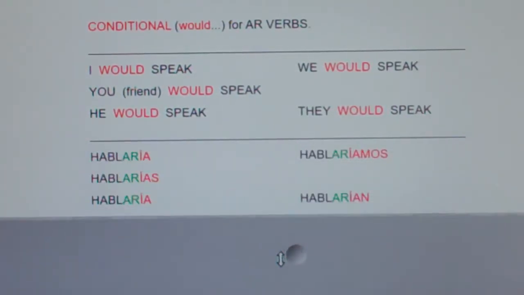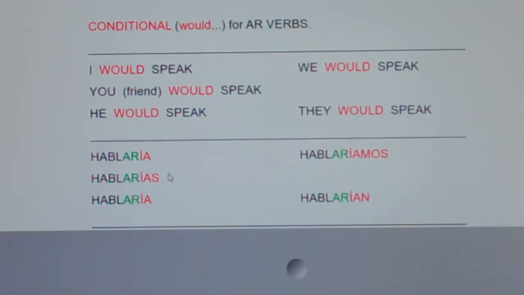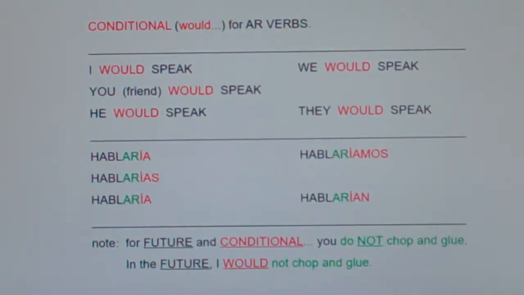Here we go. Now, I'm going to say each of these in English and Spanish, and then clap. And after I clap, I'd like you to repeat both the English and the Spanish with me. I would speak, hablaría. You friend would speak, hablarías. He would speak, hablaría. We would speak, hablaríamos. And they would speak, hablarían.